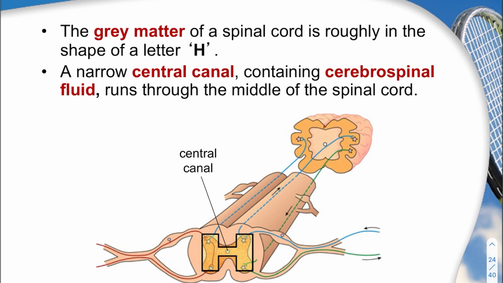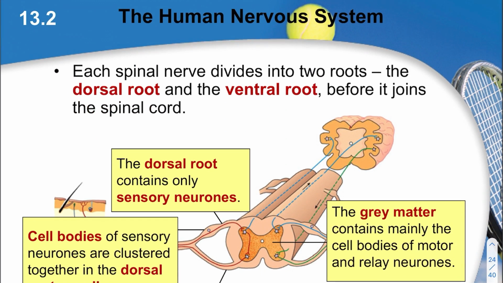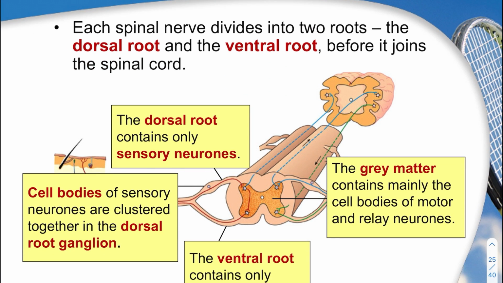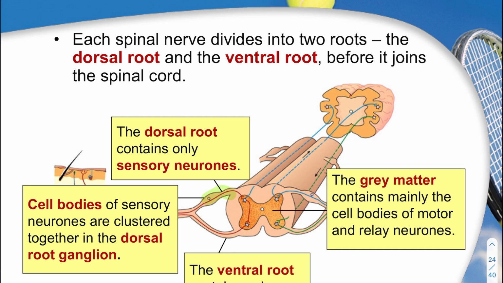Okay. The gray matter of a spinal cord is roughly in the shape of an H. So what we can see over here is a narrow central canal containing the cerebrospinal fluid, which runs through the middle of the spinal cord. Each spinal nerve tends to divide into two main roots. One is known as the dorsal root and the other is known as the ventral root before it joins the spinal cord. The dorsal root only contains sensory neurons and the cell bodies. So this is the region in which the dorsal root is at.